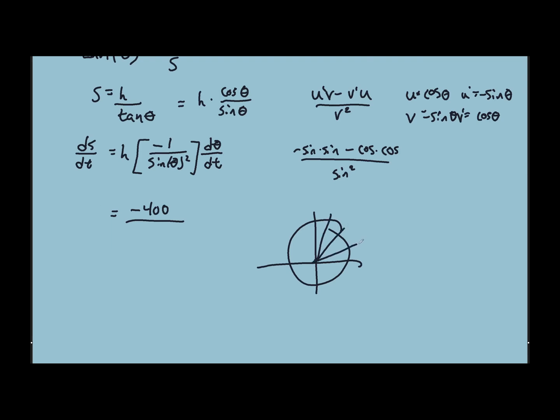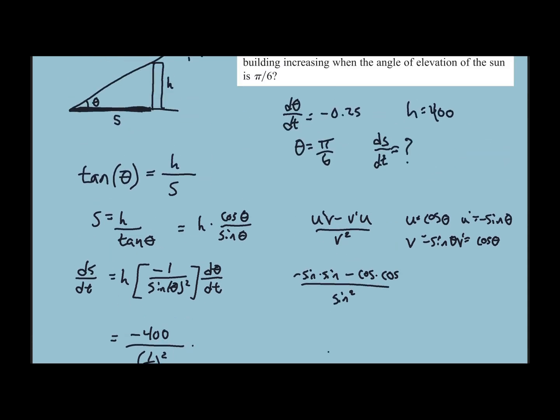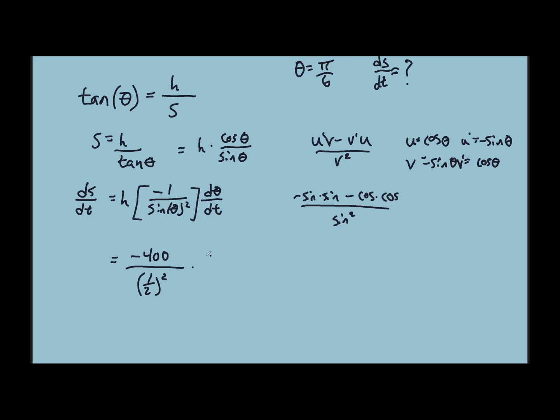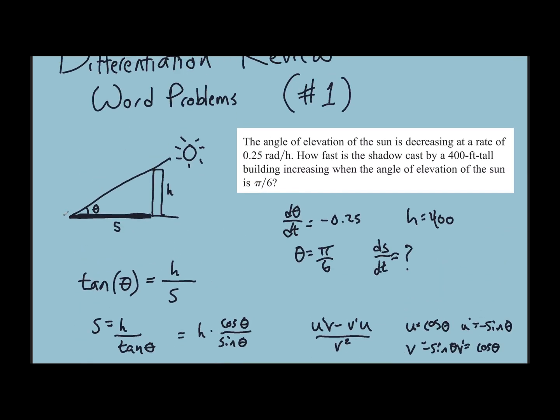Sine goes like, that's going to be 1/2. The smallest one there is 1/2. So it's going to be over 1/2 squared times d theta dt is negative 1/4. Like that. So this is going to be 1/4 and this is going to be 4. I think those cancel each other right out. 1/4 and 4 cancel each other right out, don't they? So we're going to get 400 feet per hour. And that's how fast the shadow of our building is increasing in this direction.